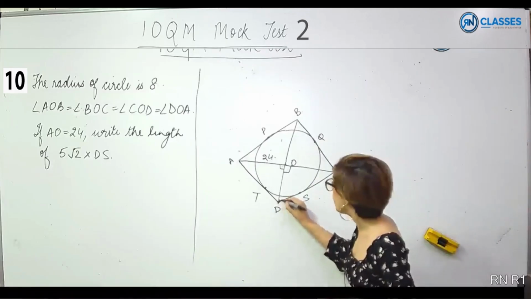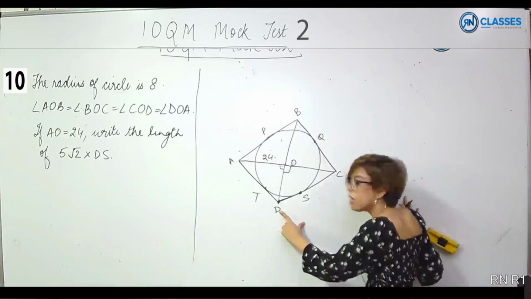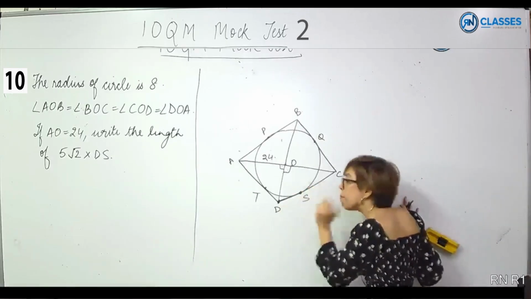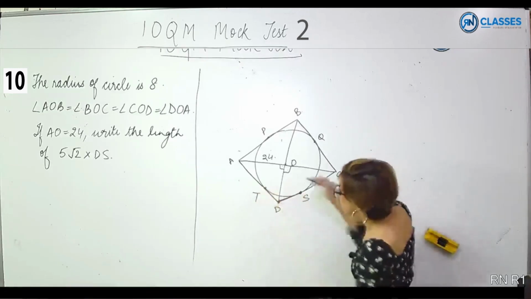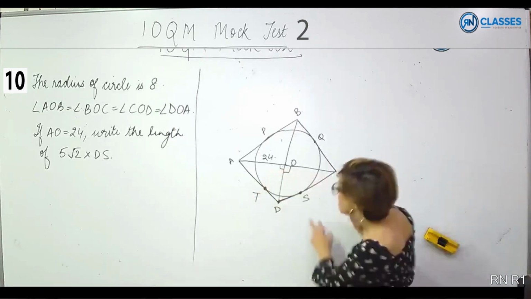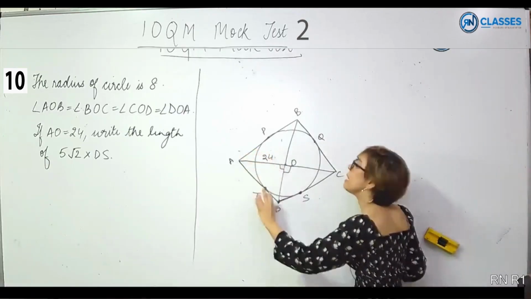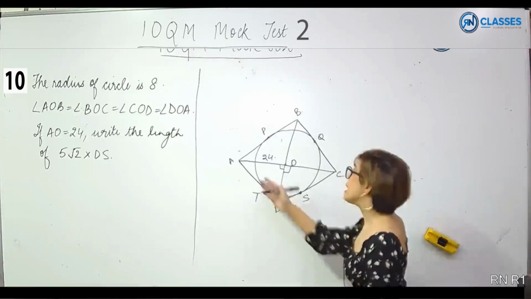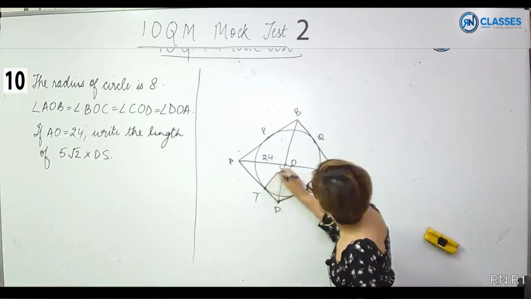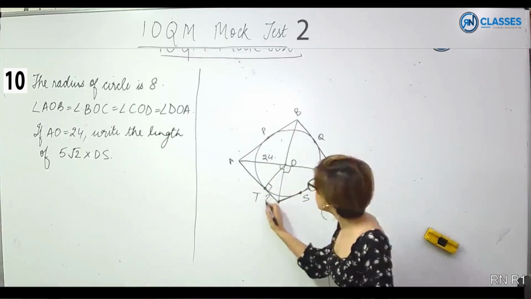That means I want to find out this. Now, mind it, D is a point outside the circle. DS is a tangent, and from the same point, I have DT, which is the tangent. Obviously, DS will be equal to DT. So, instead of finding out DS, I will find out DT. Why? Because AO is given over here, so maybe DT I can find out faster. Now, obviously, tangent is given, I can join the point of contact with the center, and this angle is 90 degrees. I am interested in this length.